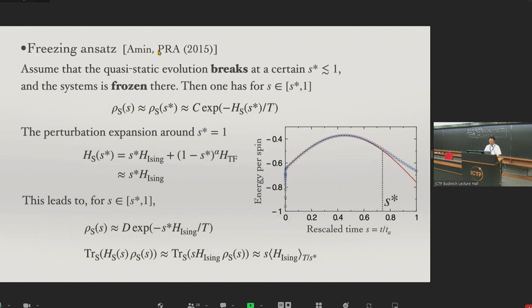And we analyze the previous result using the freezing ansatz, which was proposed by Professor Amin. We assume that quasi-static evolution breaks at a certain scaled time s star, which is close to 1. And the system is frozen there. Then the reduced density matrix after this time s star can be written as the density matrix at s star. This is the freezing approximation.